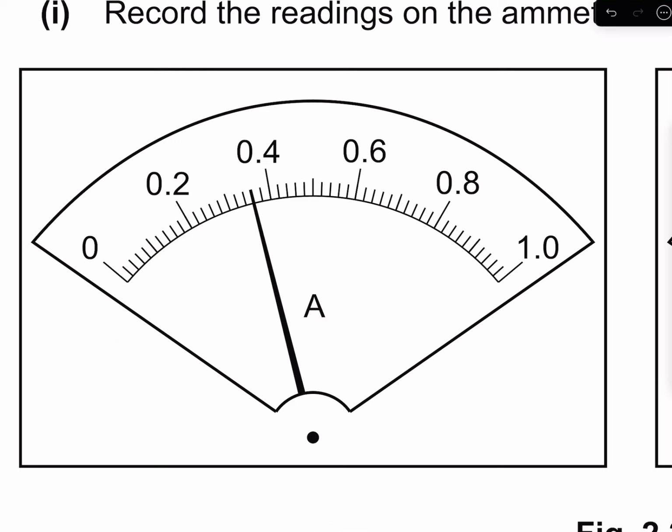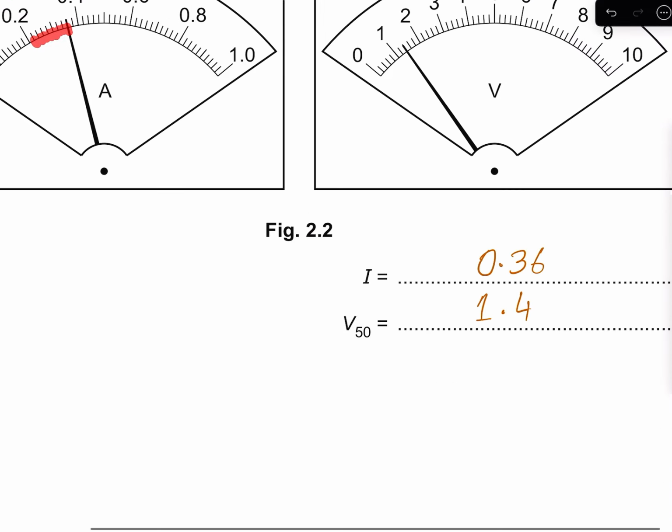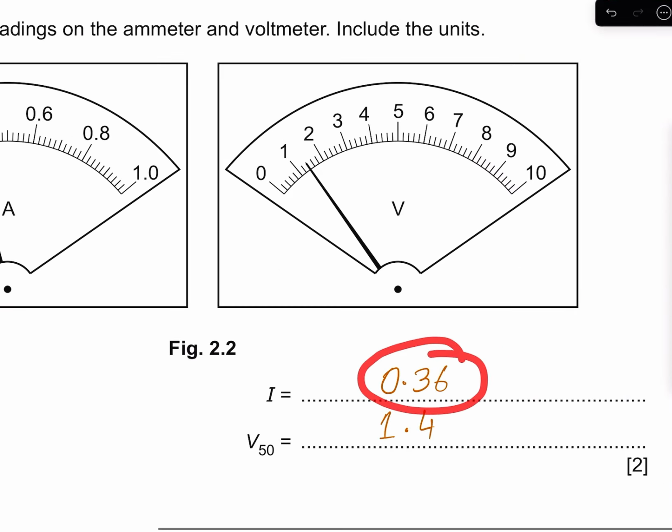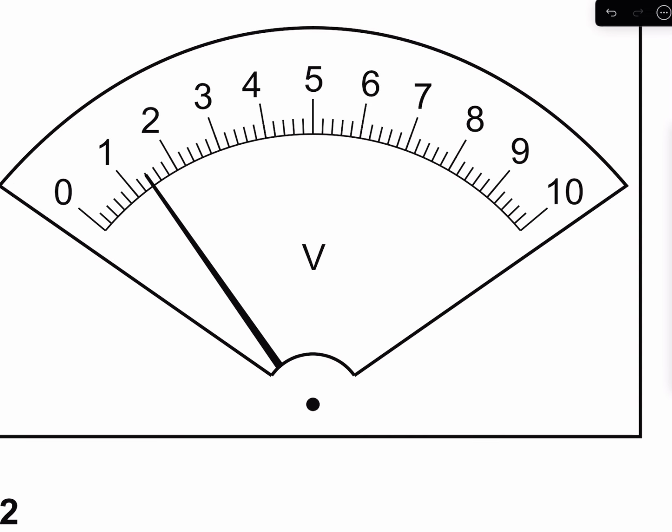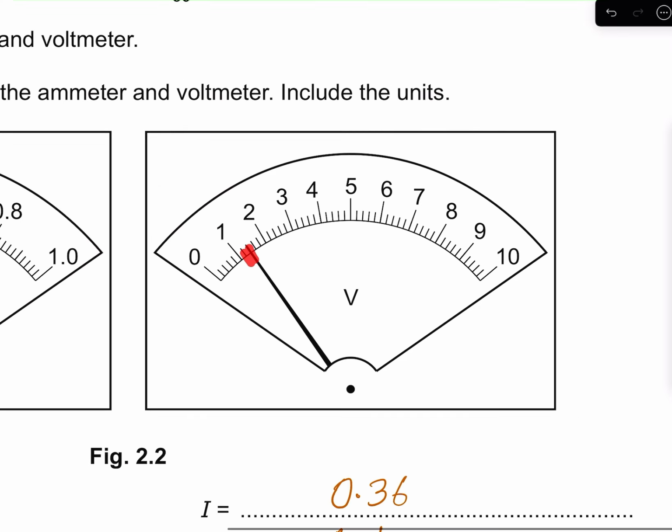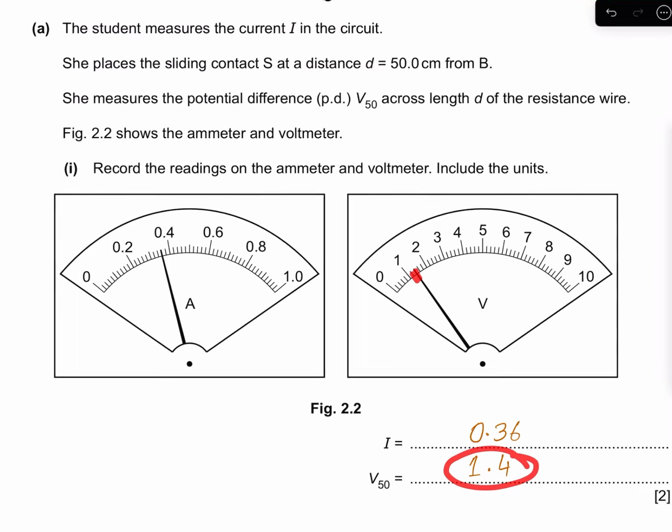So this will be 0.22, 0.24, 0.26, 0.28, and 0.3. 0.32, 0.34, and 0.36. So that is 0.36. And for the voltmeter, from this till this point, this is 1. There are 5 divisions: 1, 2, 3, 4, 5. So 1 divided by 5 is 0.2. So each division is representing 0.2. So this is 1.2 and this is 1.4. So the voltage is 1.4.